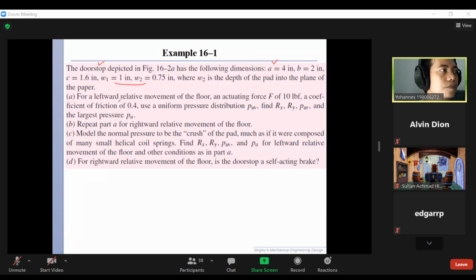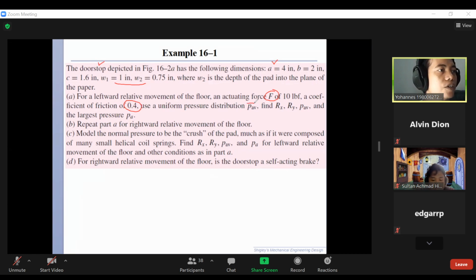Then the question is, for a leftward relative movement of the floor, okay, so please be careful, it means in which direction the doorstop will move. So if the doorstop moves leftward relative to the floor, then it will affect the direction of force applied at point A. And we put the actuating force F of 10 pound force, and we already have the material here with friction coefficient of 0.4.